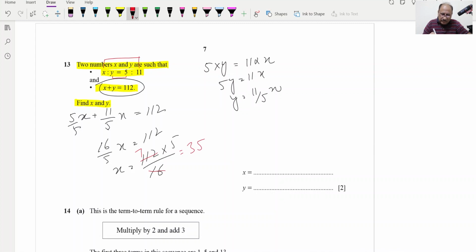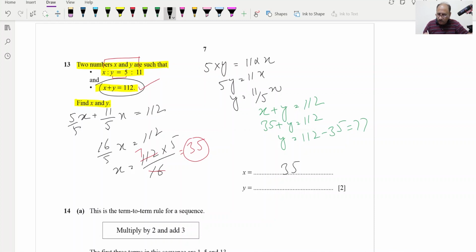Now x is equal to 35, and we can replace this value in this equation, which is x plus y is equal to 112, and x is 35, so 35 plus y is equal to 112. So y is equal to 112 minus 35, which is equal to 77. So x will be equal to 35 and y will be equal to 77. This will be our final answer for 2 marks.